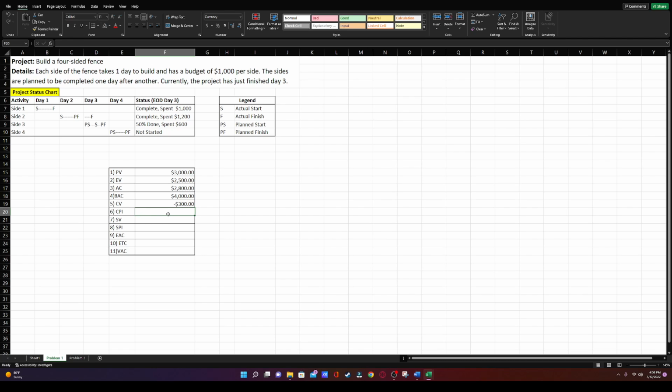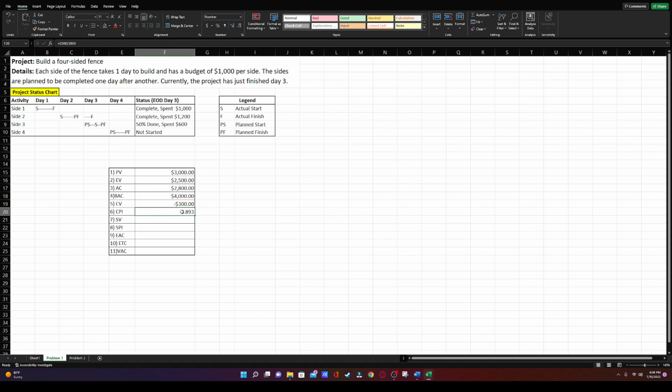Similar to CV, we're going to use earned value and actual cost, except we're going to be dividing earned value by our actual cost to get a ratio. So we'll go ahead and do that. That's going to be equal to $2,500 divided by our actual cost of $2,800. You see there's a dollar sign here. We're going to switch that over to general formatting, and then fix the decimal points. We're going to 3 places out, so it's 0.893.